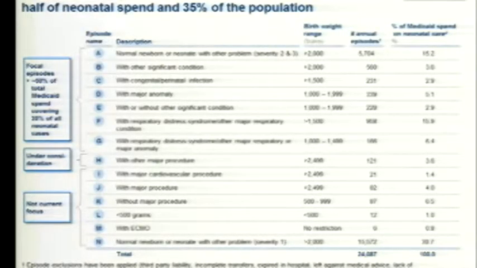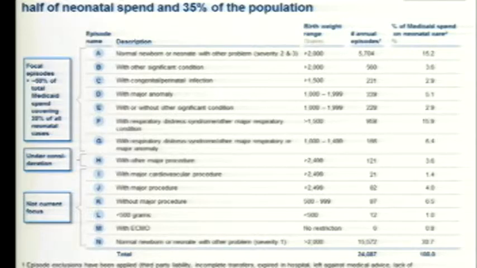So for example, in episode J with other major procedures, we didn't obviously show the list of all of them just for space, less than 2,500. They're much more complicated conditions. There are only 82 of those for Medicaid in the year. So those are not being addressed right now. But it's the top 7 that are being addressed.